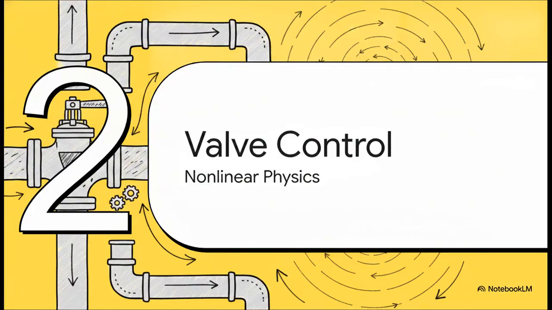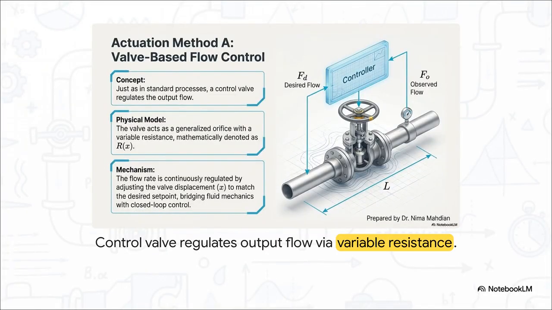Section 2. Valve Control and Nonlinear Physics. To actually conquer these physical obstacles, we have to understand our very first actuation strategy. Just like in standard manufacturing processes, a control valve regulates output flow by acting as a sort of generalized orifice. It provides a variable physical resistance to the flow, mathematically denoted here as R of X, where X is the actual physical displacement of the valve stem. As the controller observes the flow, it adjusts that valve position, X, to match our desired flow set point. It's a really beautiful bridge between fluid mechanics and closed-loop control.